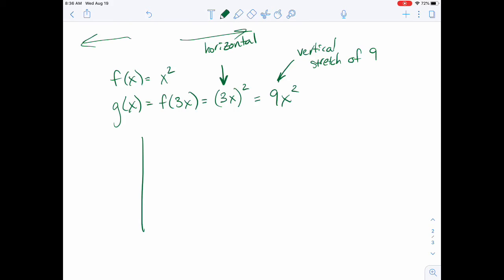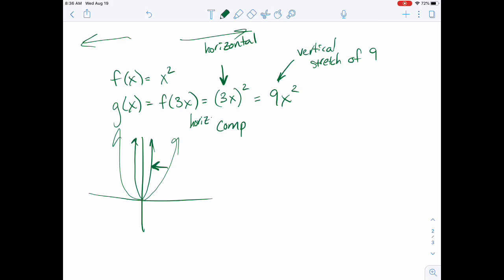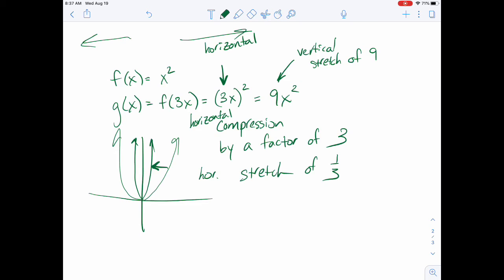What that's going to do is take our parent function and make it a whole lot skinnier. It's moved this guy in horizontally. So I like to think of this as a horizontal compression by a factor of 3. You could also call that a horizontal stretch of 1/3. But when I talk about a stretch of a number less than 1, it doesn't make sense to me intuitively. So we'll keep talking about this and keep practicing this.